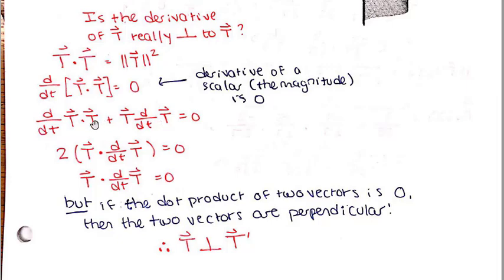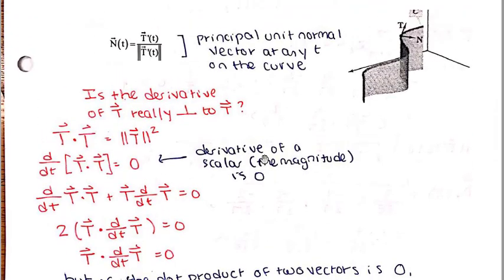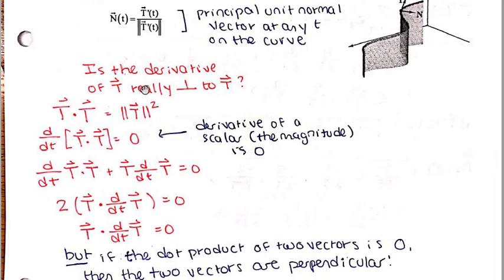Okay, since these are the same thing, because T and T are the same vector, I can write this also as 2 times T dotted with the derivative of the tangent vector. If I divide 2 to the other side, we get what we were looking for: if I dot the tangent vector with its derivative, I get 0. And if the dot product of two vectors is 0, then I know that the two vectors are perpendicular. So that's a little proof of why the normal vector would be perpendicular to the tangent vector.